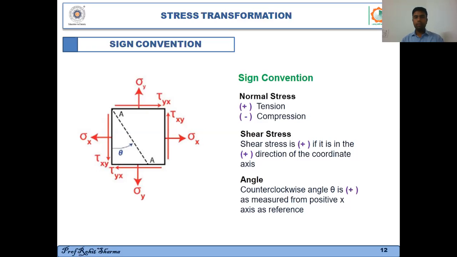Okay, so we were looking at the sign conventions. I was telling you what the various sign conventions are. For studying stress transformations, we'll be using these sign conventions, and they are as follows.